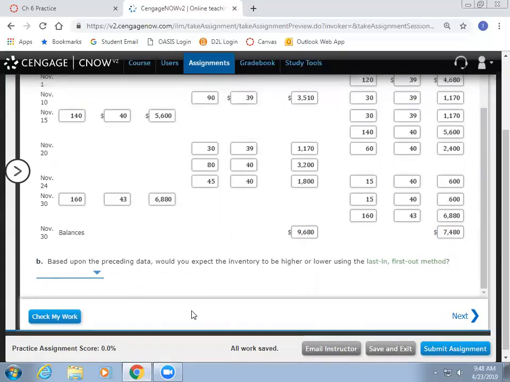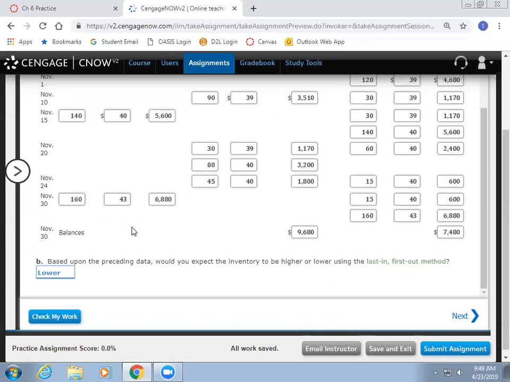B, it just says, based upon the preceding data, would you expect the inventory to be higher or lower using last in, first out? Lower. Lower, good, and why? Gotta love the why, right? Yeah. You're like, I guessed, and it was right. Based upon the preceding data, the prices were increasing on inventory, but since you're doing LIFO, your more expensive stuff is getting sold before your less expensive stuff. Very good. No, that's perfect. That's absolutely right.